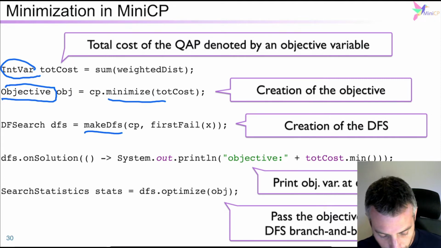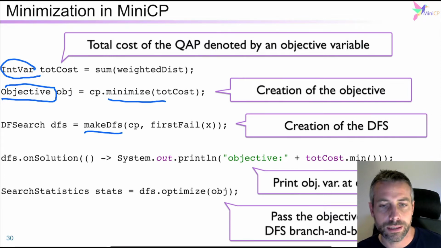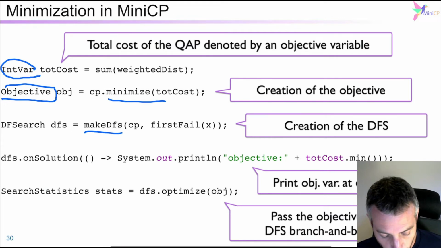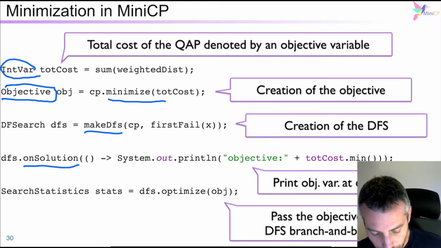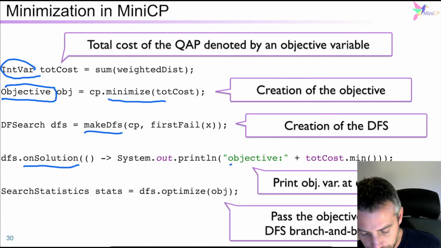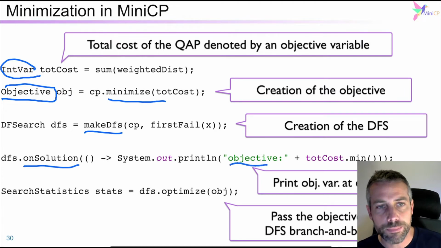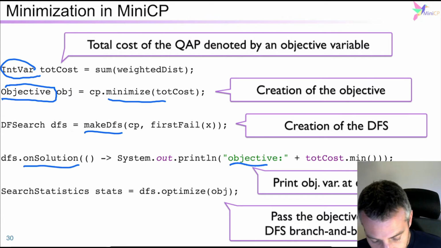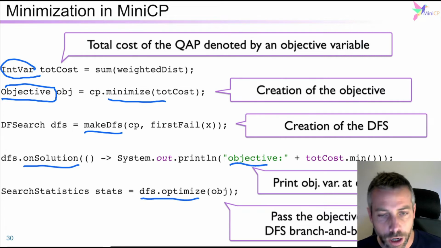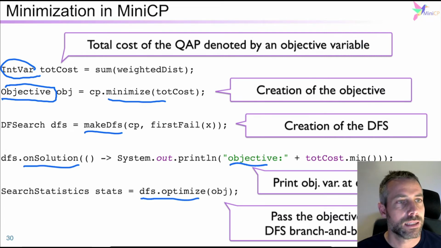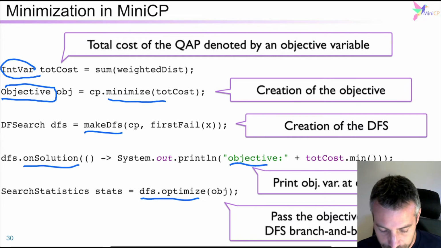You can always print the new improving solution with a callback. So you do on solution, and you print the objective function if you want to capture the improving solution every time a new improving feasible solution is discovered. And then you effectively start the search there. You do optimize, and this optimize of the objective function will start the search for you, the depth-first search.